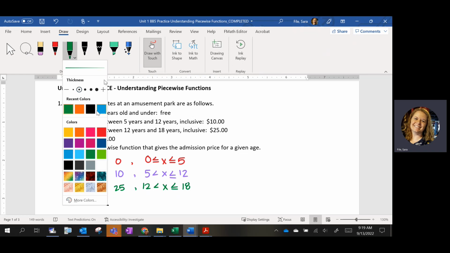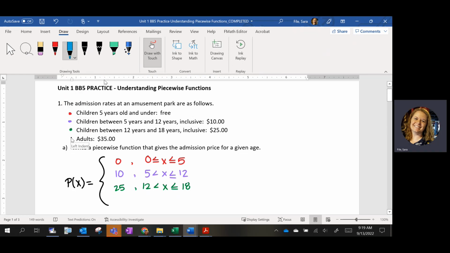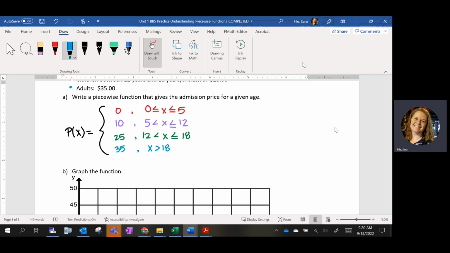Okay, and then adults are $35, and that is just when you are greater than 18, older than 18. Does that part make sense? Did y'all get that? Okay, so then we want to graph this piecewise.